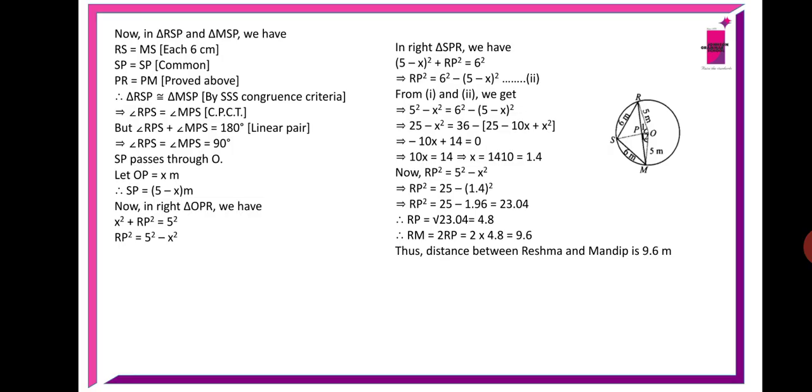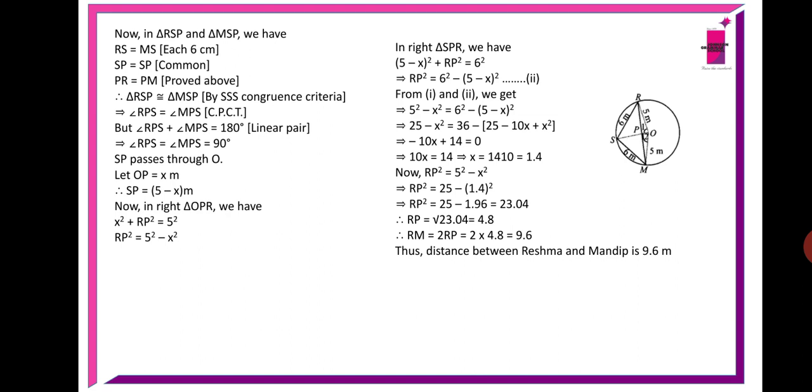Now, in triangle RSP and triangle MSP, we have RS equal to MS, each 6 centimeters, SP equal to SP, common side, and PR equal to PM, proved above. Therefore, triangle RSP is congruent to triangle MSP by SSS congruency rule. That implies angle RPS equals angle MPS by CPCT. But RPS plus MPS equals 180 degrees as it is a linear pair. Therefore, angle RPS equals angle MPS, which equals 90 degrees.